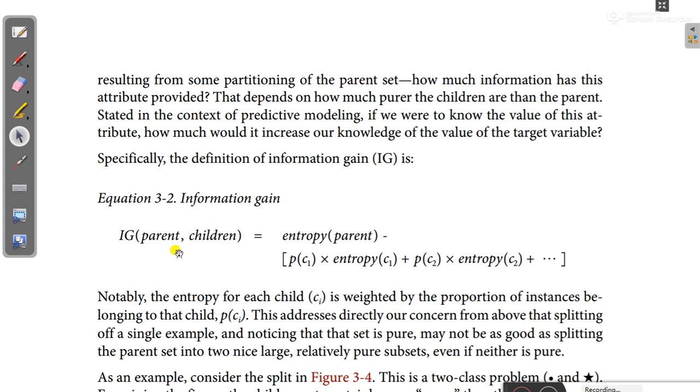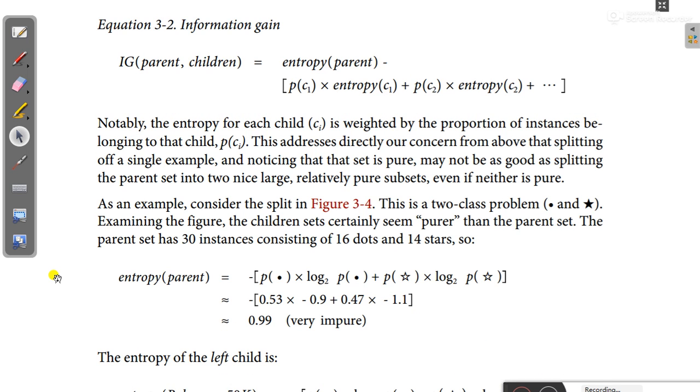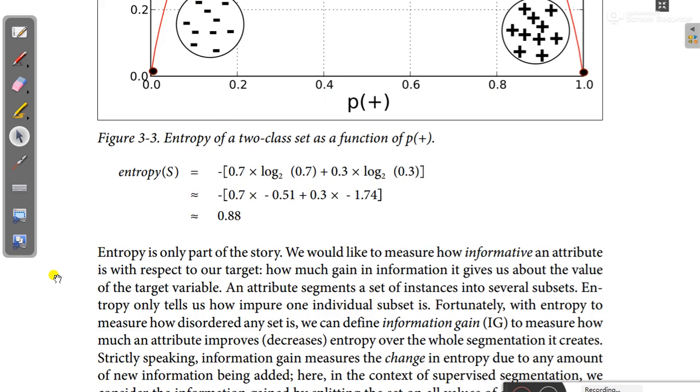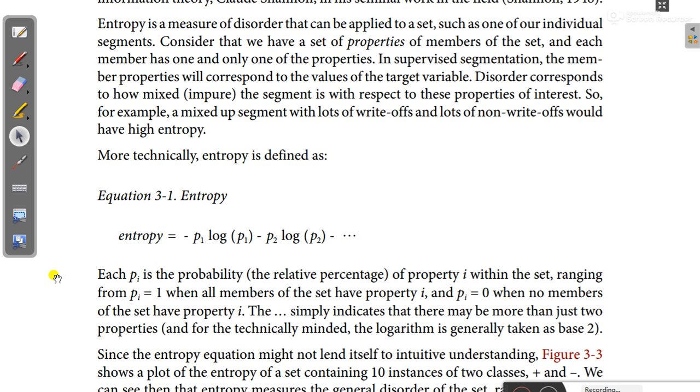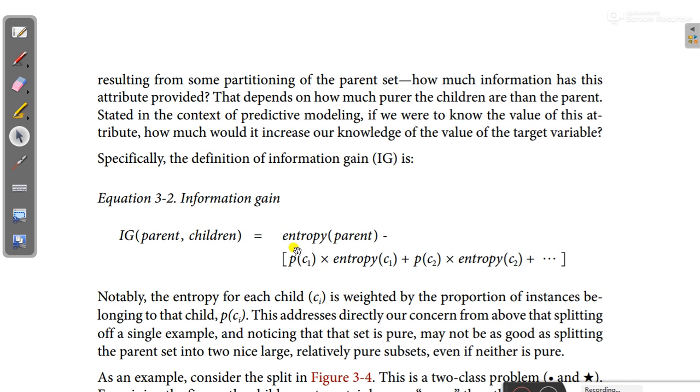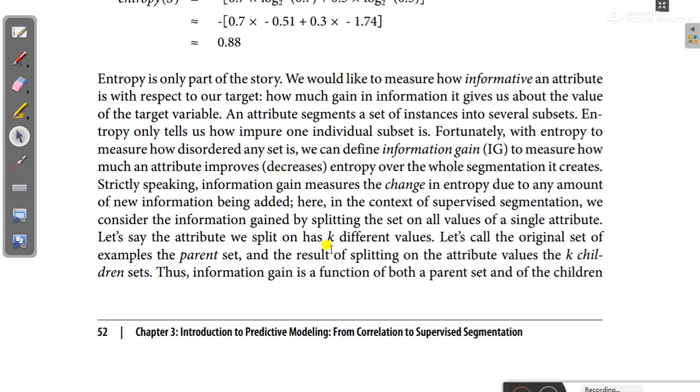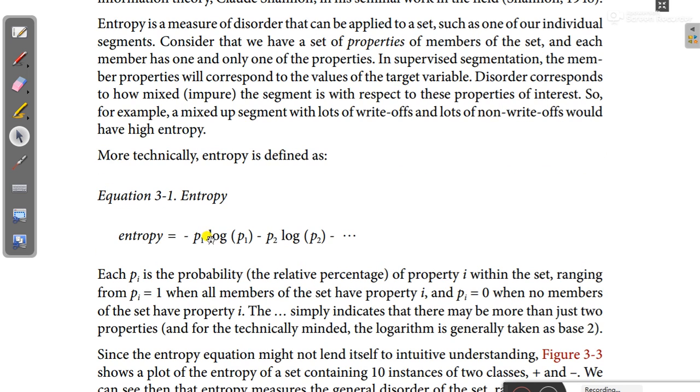So actually, this information gain is calculated like this. Suppose this is the parent and it has two children: entropy of parent minus probability of C1 multiplied by entropy of C1, and probability of C2 times entropy of C2, plus so on. Information gain is calculated using this equation, but in this equation you can see the entropy also. Entropy is calculated using this, okay, P1 log P1.